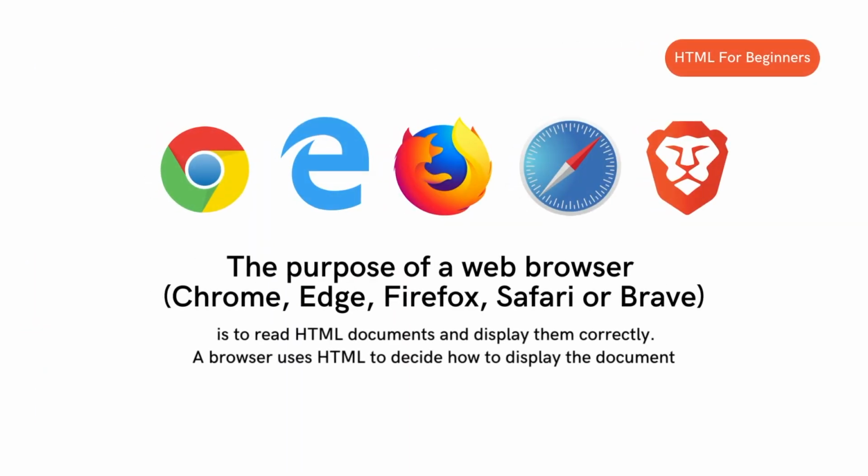The purpose of a web browser is to read HTML documents and display them correctly. A browser doesn't display the HTML tags, but uses them to decide how to display the document.